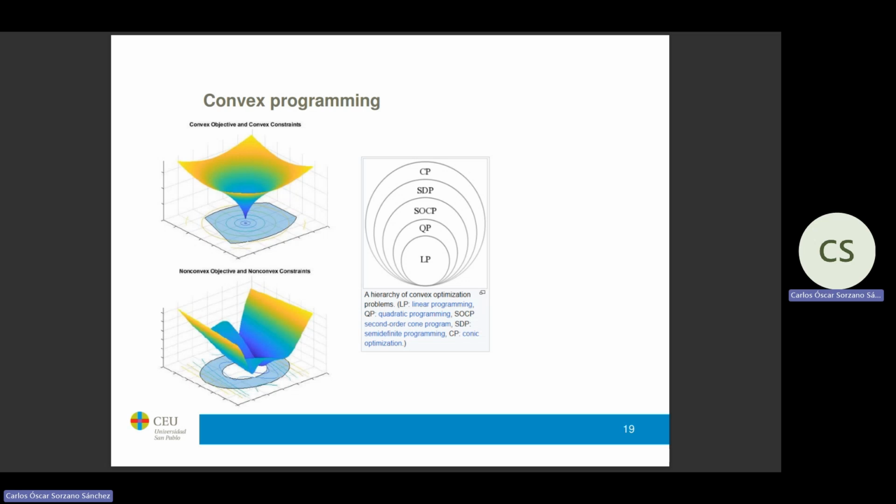The simplest one is the one we have presented, that is linear programming. Linear programming is a particular case of convex optimization, but there is another one that we will also see. So quadratic programming is more general than linear programming. Actually, linear programming is a particular case of quadratic programming in which the quadratic term is zero. And then second order cone programs, semi-definite programming, conic optimization. You see, each one of those is a particular case of the next one, and all of them are convex programs.